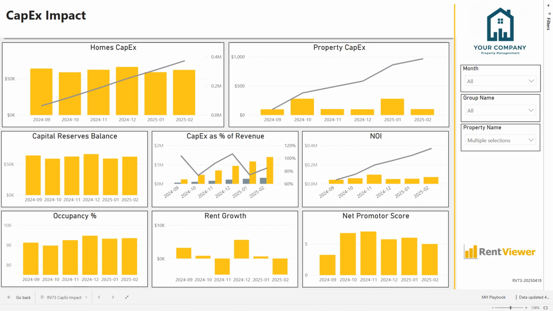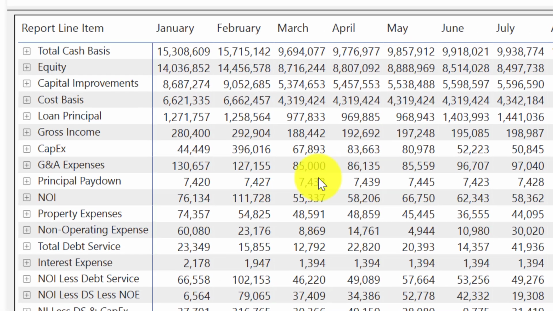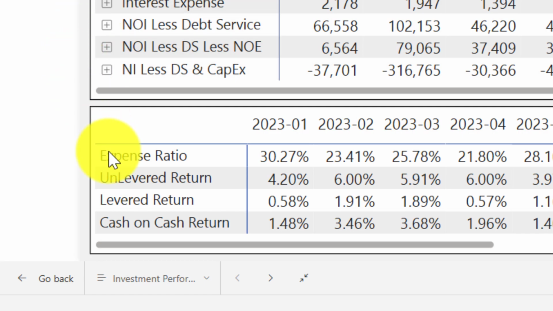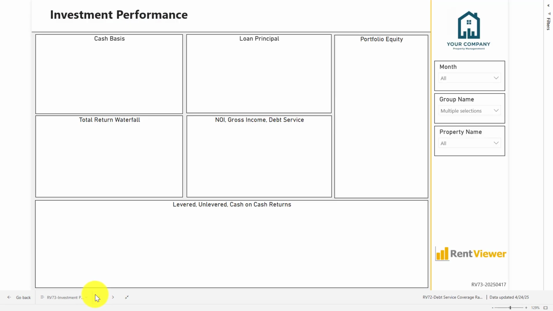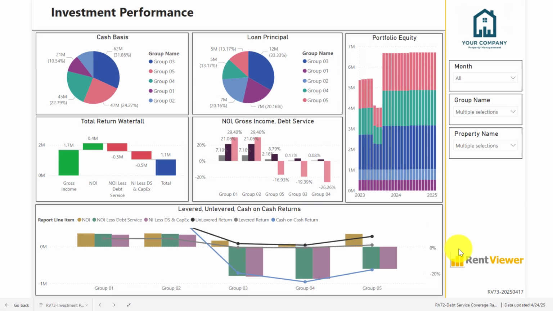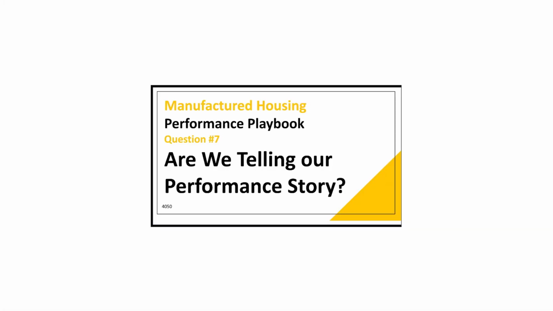So in addition to this CapEx impact dashboard, there are other metrics where the impact should be noticeable. On this page, you're able to see the equity as well as debt service, NOI, CapEx, and then ultimately your levered, unlevered, and cash-on-cash returns. On this page, we show a graphical way to see the same data and see the contribution of different assets to your overall portfolio performance. I have gone deeper into these visualizations in my video on telling the performance story.